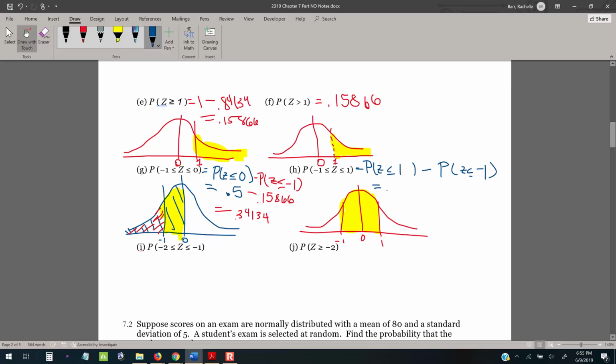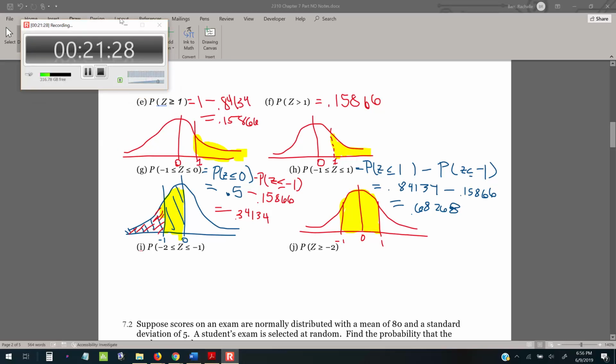And luckily we already have 1 up here. That's 0.84134. And the stuff left of -1 we have on here as well. That's right there. 0.15866. So let's do that subtraction real quick. Oops, I missed a decimal point. So that's 0.68268. I'm going to check and see what time I'm at this point. Make sure I'm recording. Oh yeah, that's awesome.